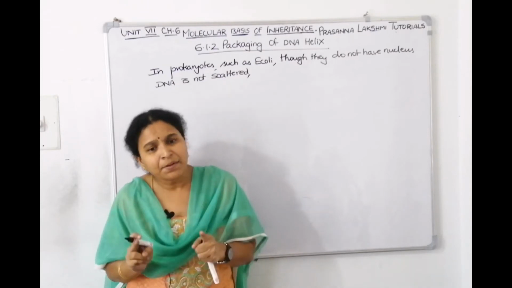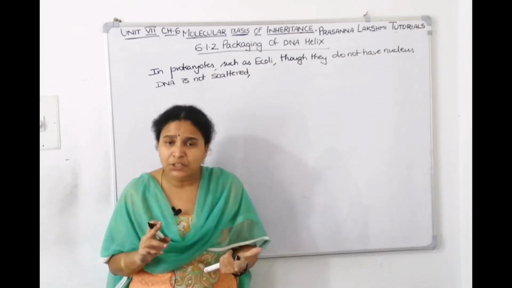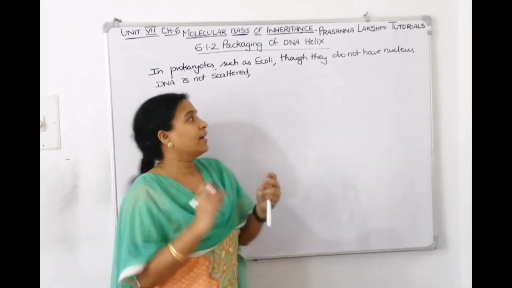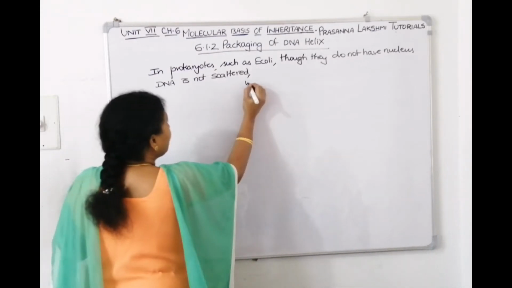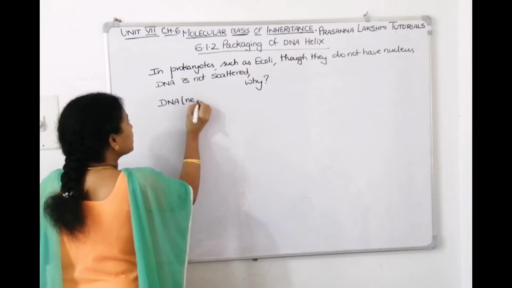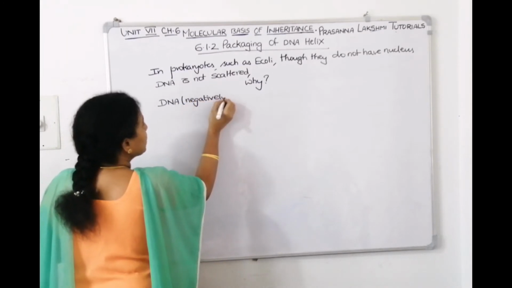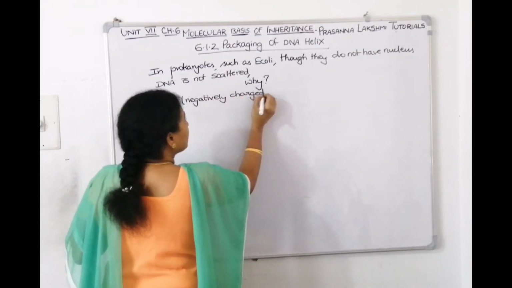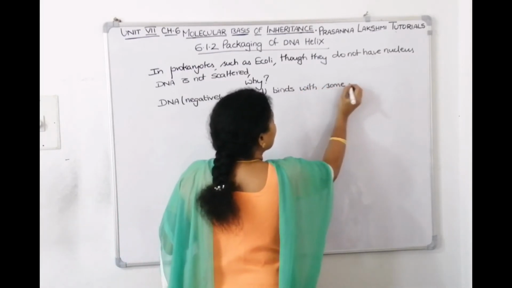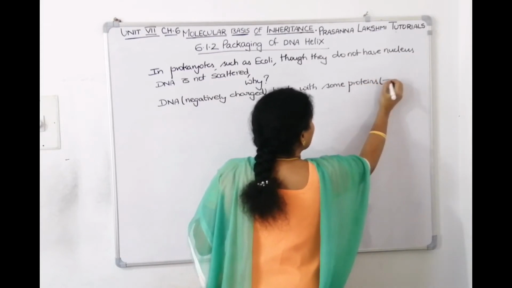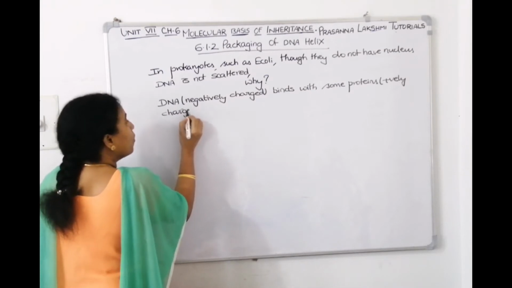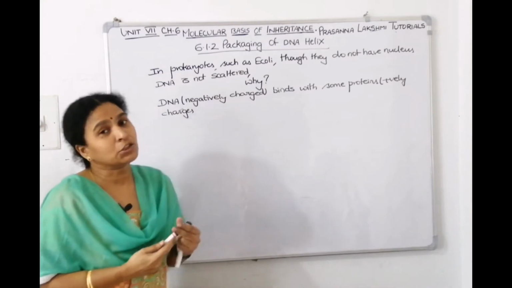The DNA which is negatively charged is held with some type of proteins which are called polyamines, which are amine means positive charge, which will hold the DNA. The DNA is not scattered. Why? Why is a question? The answer what we are giving is DNA, because it is having phosphate moieties, it is negatively charged. It binds with some proteins they have given in NCERT. It binds with some proteins which are having positive charges. But what is the name? What is the name of the positively charged protein? It is polyamine. It's not histone protein.